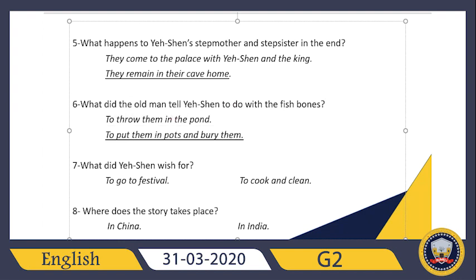Question number 7. What did Ye Xian wish for? So what did she want to do? To go to the festival or to cook and clean? Yes, of course, you're right. She wanted to go to the festival because she was tired of cooking and cleaning. Number 8. Where does the story take place? Very easy. In China, not in India. Excellent.